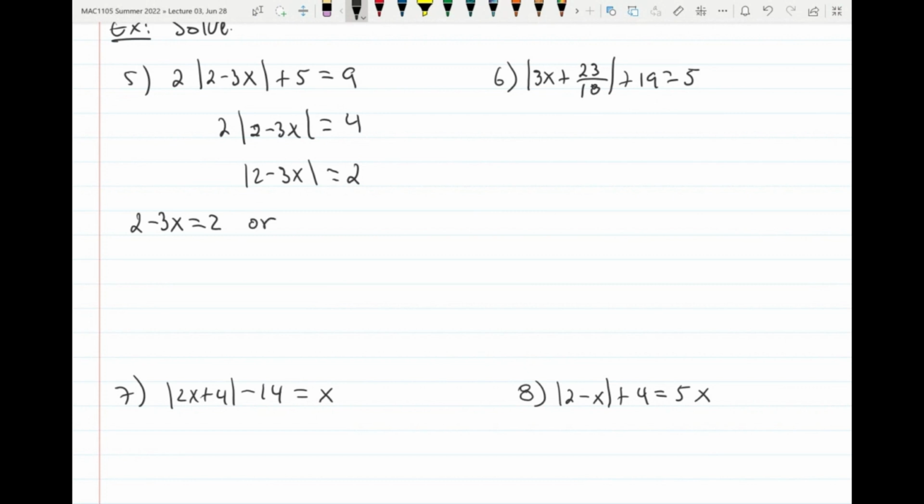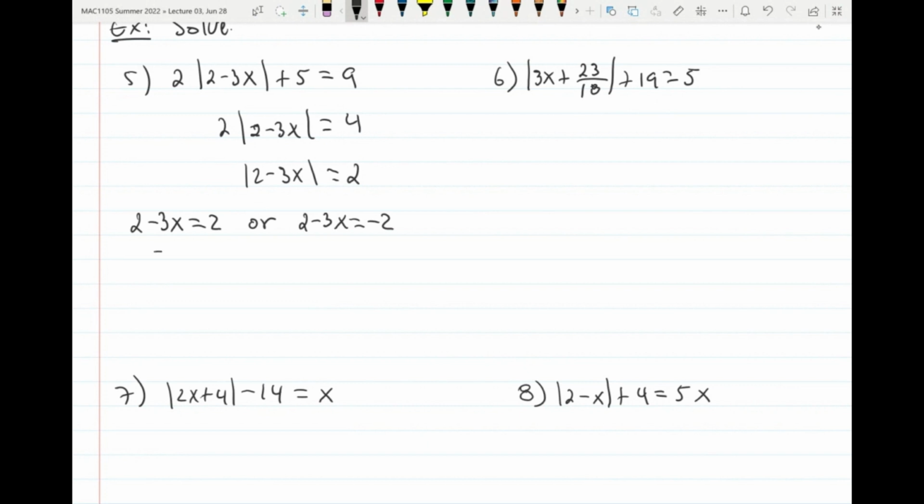So we get two equations from here. We are removing now the absolute value, but if you want to remove the absolute value, you need to say that the stuff inside could be either positive 2 or negative 2. Okay? You have to give it the two possibilities. And now we finish solving.